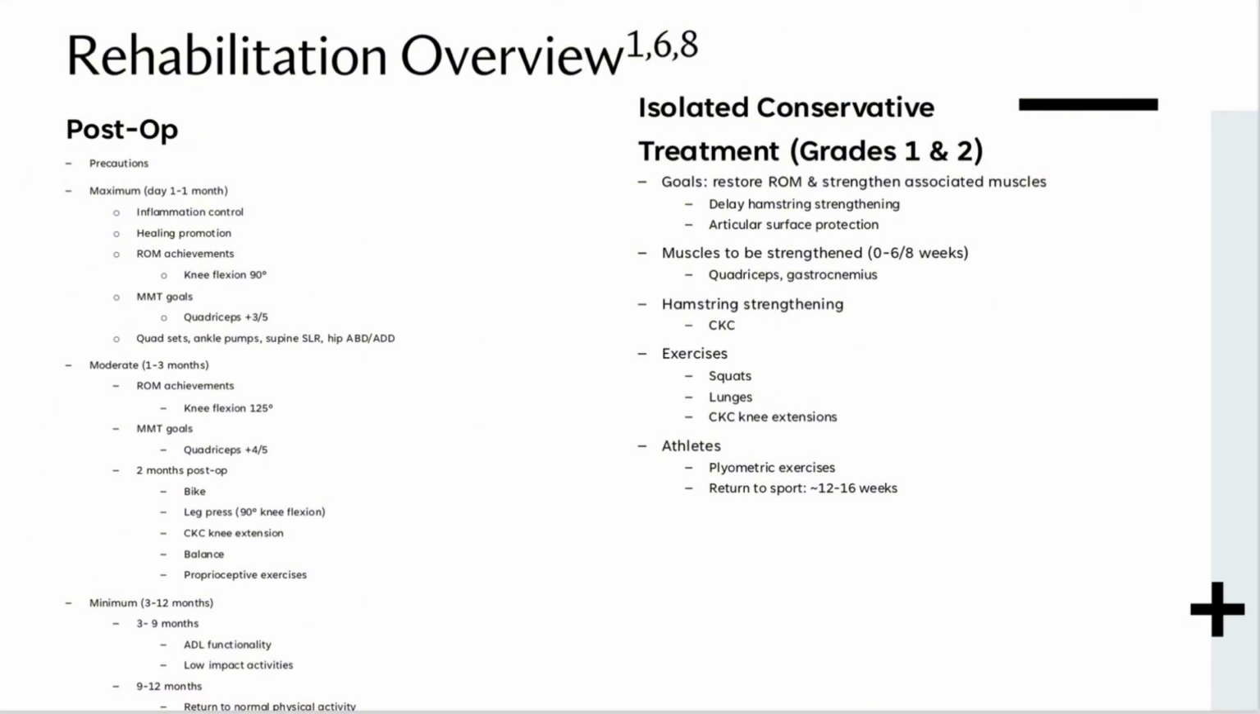For the post-op protocol, I included precautions, but I don't really think that we go over precautions that much in this class. So, do you want me to go? Okay. We'll come back to this in the interventions course.